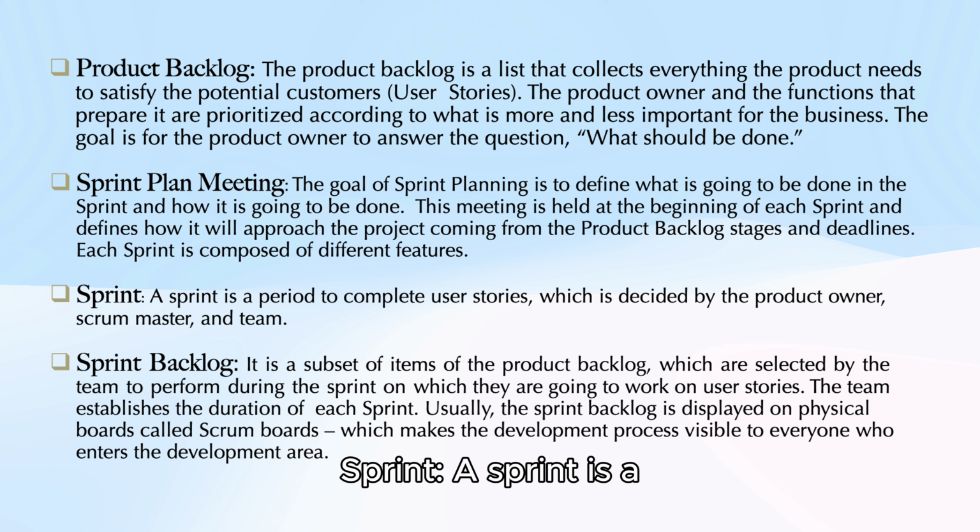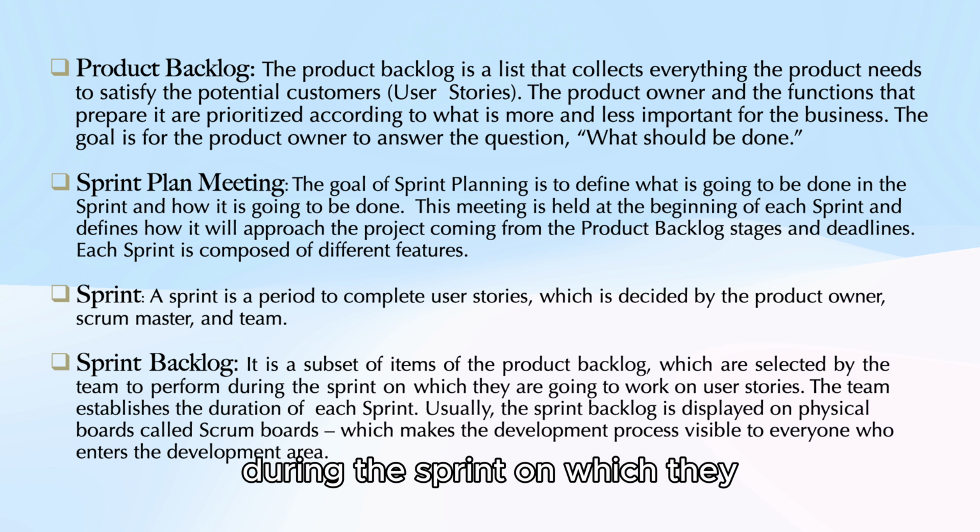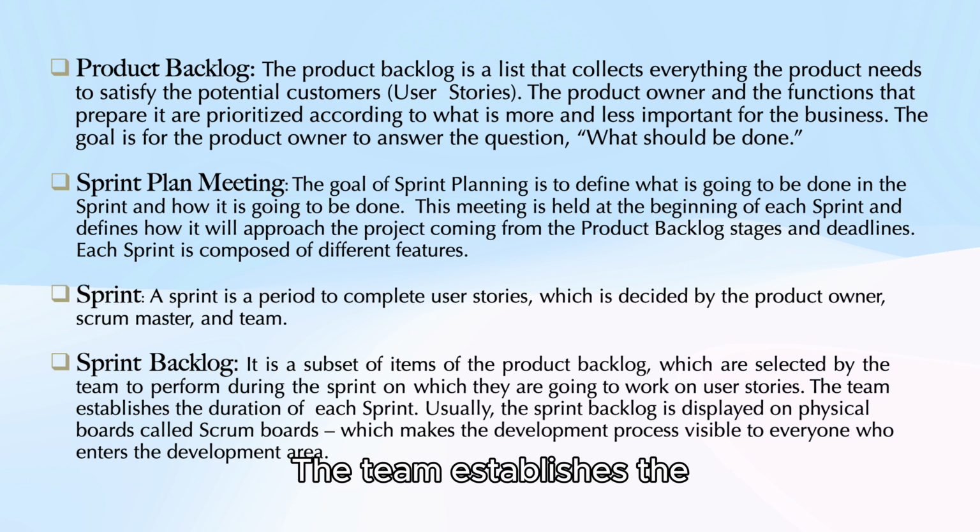Sprint. A sprint is a period to complete user stories, which is decided by the product owner, Scrum Master, and team. Sprint backlog. It is a subset of items of the product backlog, which are selected by the team to perform during the sprint on which they are going to work on user stories. The team establishes the duration of each sprint. Usually, the sprint backlog is displayed on physical boards called Scrum boards, which makes the development process visible to everyone who enters the development area.